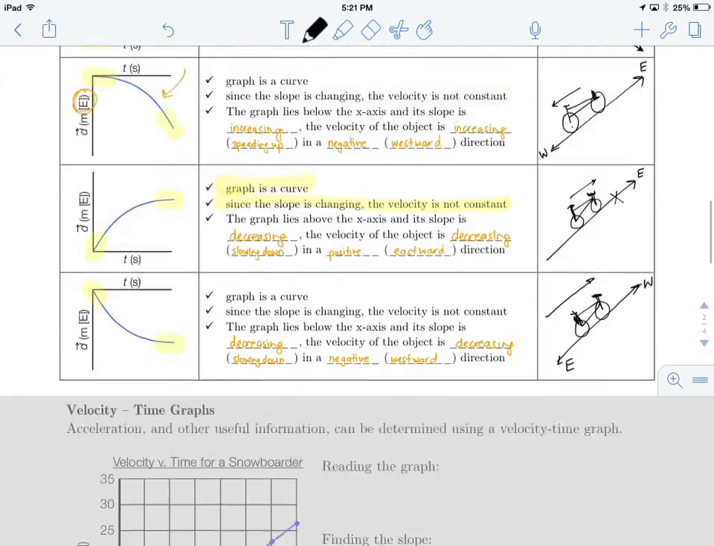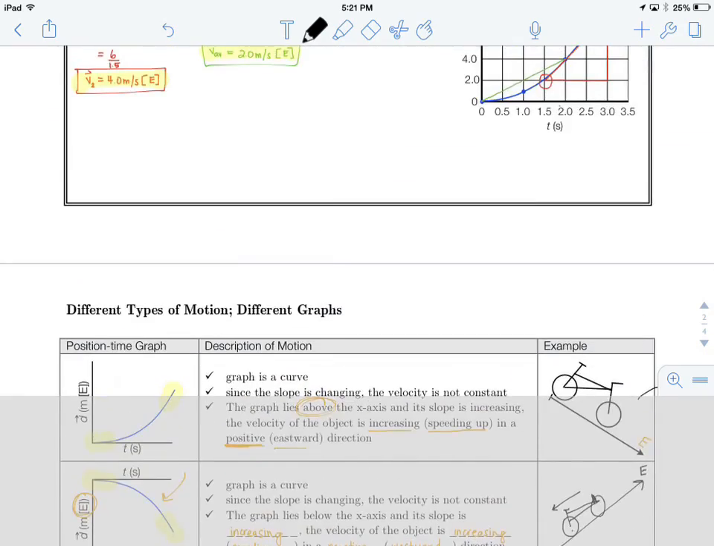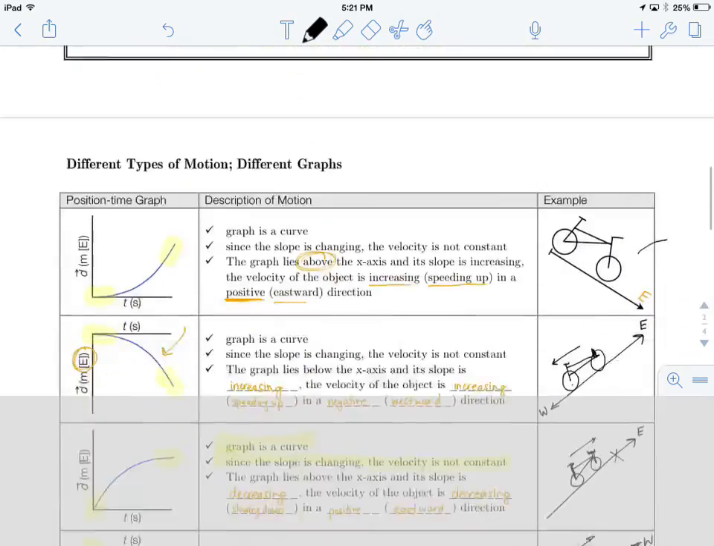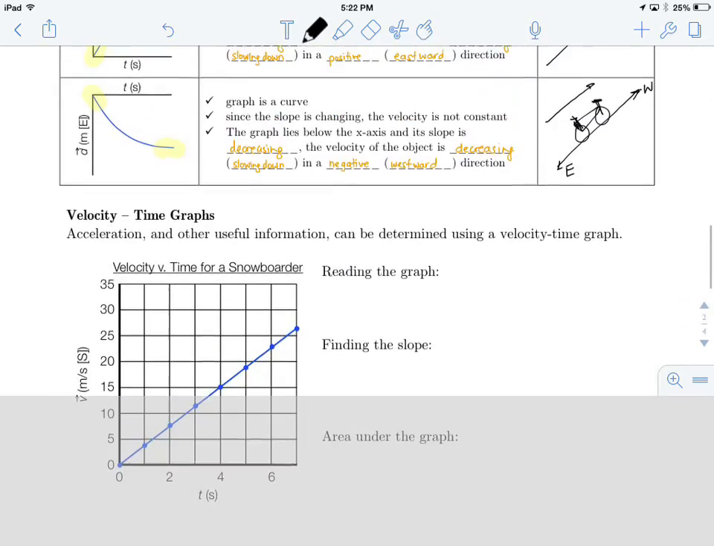And that is a primer on displacement time graphs and how we can find some accelerations and velocities. The next lesson will be all about the velocity time graph.